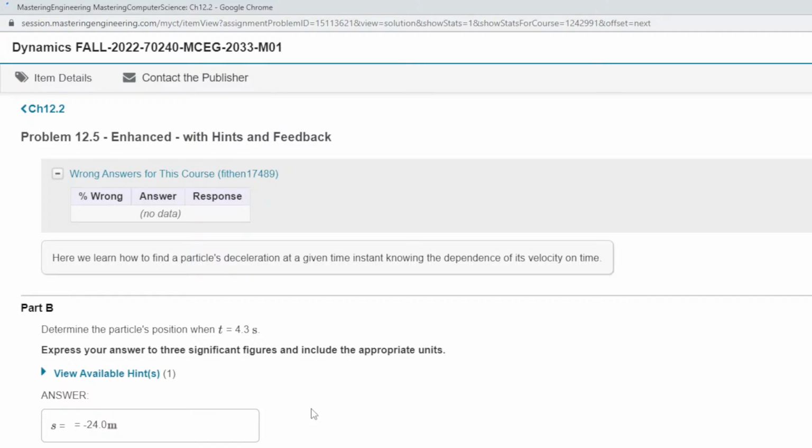What he gave you on this is he gave you the initial position for t equal to 0, and he's asking you to determine the particle's position at 4.3. So I don't remember what he said for the position.